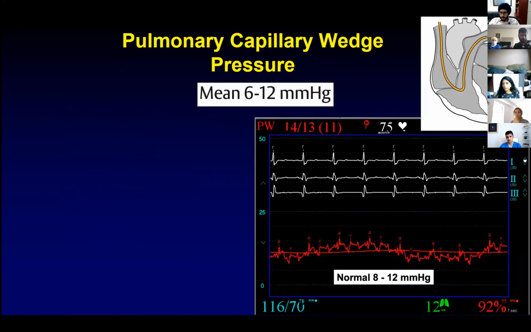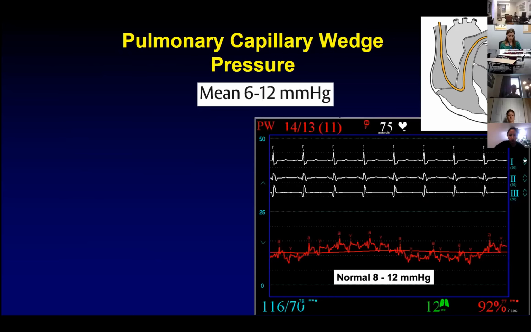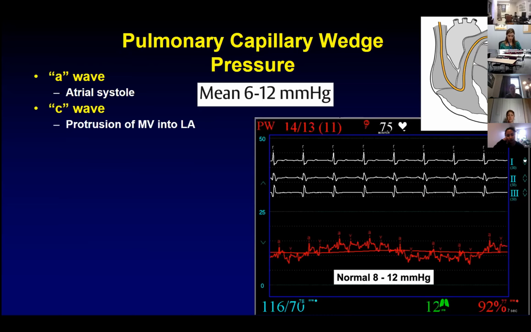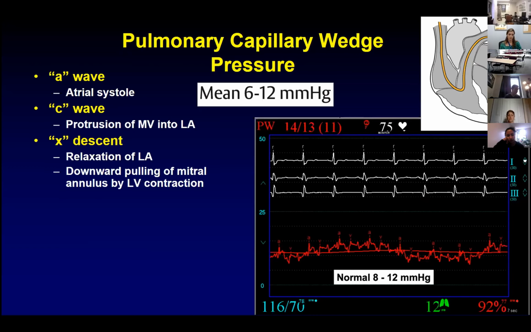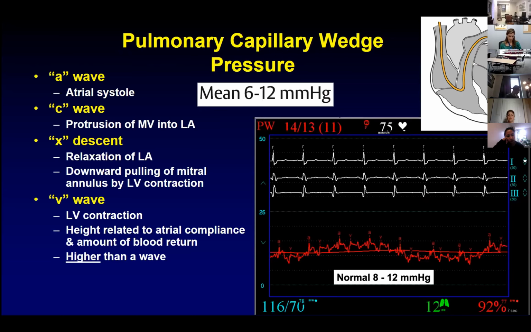Coming to the pulmonary capillary wedge pressure, the mean PCWP is about 6 to 12 millimeters of mercury, and this is a venous waveform. The waveforms that you see, the A wave, C wave, V wave, and X and Y descent, are basically analogous to the CVP waveform. The first wave you'll see is the A wave, which represents left atrial systole. The C wave represents the protrusion of the mitral valve into the left atrium. Then the X descent is the relaxation of the left atrium. The V wave represents LV contraction.